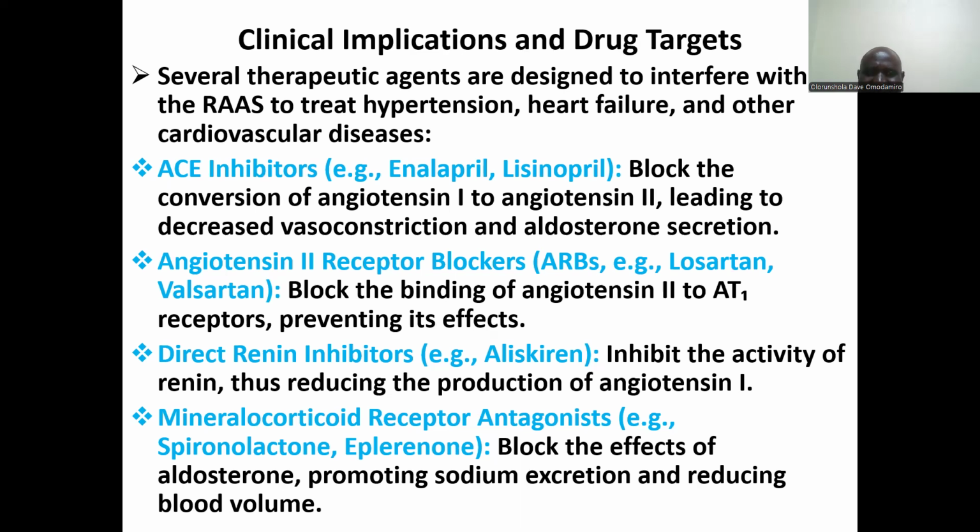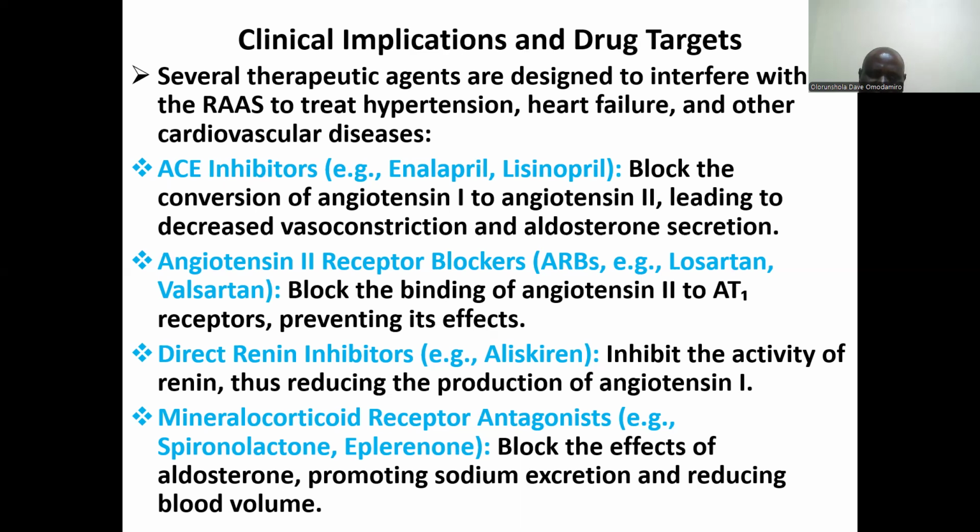The first one is the ACE inhibitor, that is angiotensin converting enzyme inhibitor, which converts angiotensin 1 to angiotensin 2. A good example is enalapril and lisinopril. They inhibit this enzyme that converts angiotensin 1 to angiotensin 2, which is the most potent of them. So they block the conversion of angiotensin 1 to angiotensin 2, leading to a decrease in vasoconstriction and also aldosterone secretion.